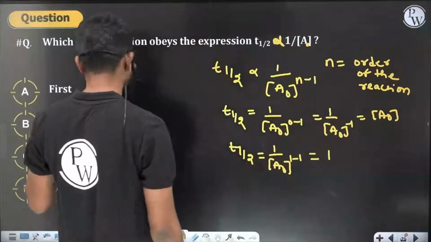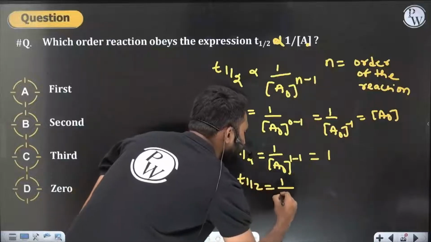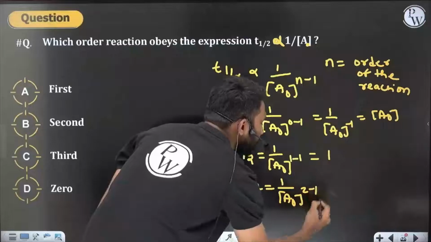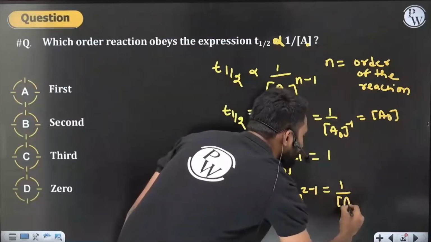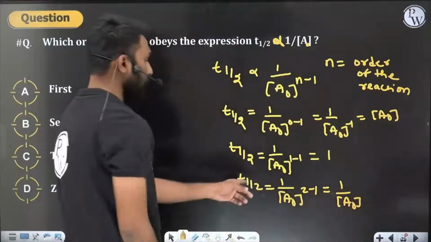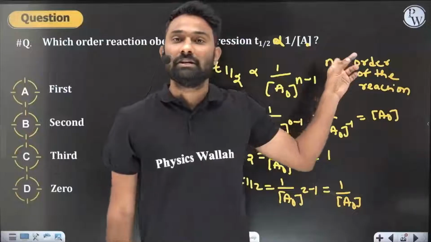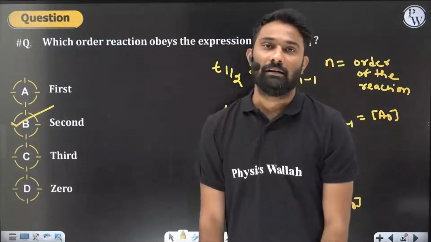Now next, second order. If you take t half is equal to 1 by initial concentration to the power 2 minus 1, then it becomes 1 by initial concentration. Means for the second order reaction, t half is inversely proportional to the initial concentration. Now which is the answer? Option B, second order is correct.